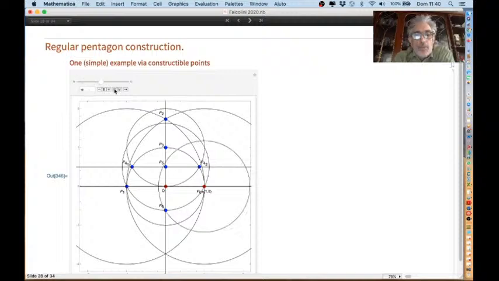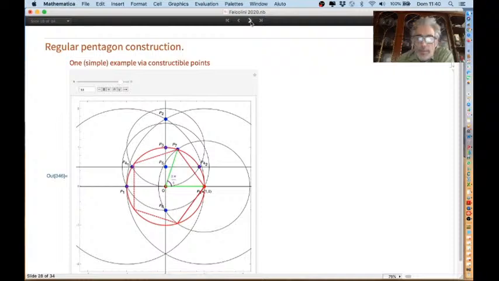So with 6 steps we get finally the radius of a circle that gives us P7. So in 7 steps of the construction that I discussed, we get the construction of the pentagon using precisely, let's say, Gottlieb's construction.